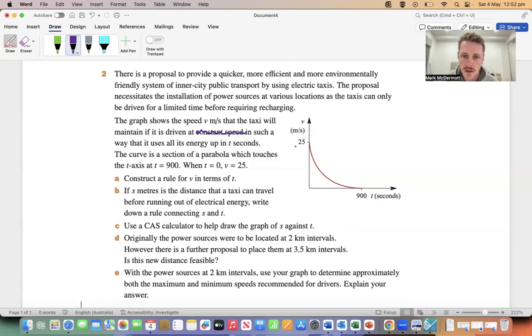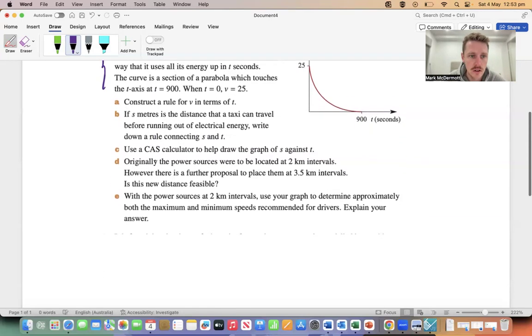So, you're trying to drive it at 25 meters a second, but after 900 seconds, your electric taxi is going to come to a stop, which is represented by this point here. So I think the fact that it says it's driven at a constant speed is confusing. But then again, I could just be interpreting it wrong. Anyway, it doesn't really matter in terms of interpreting the question. So let's have a look at the first part.